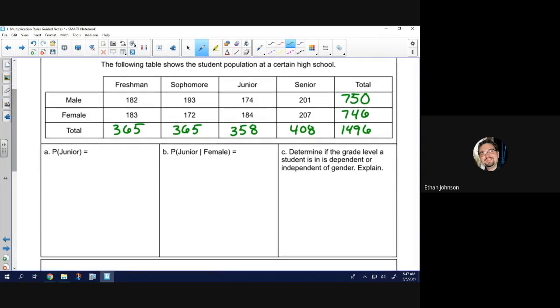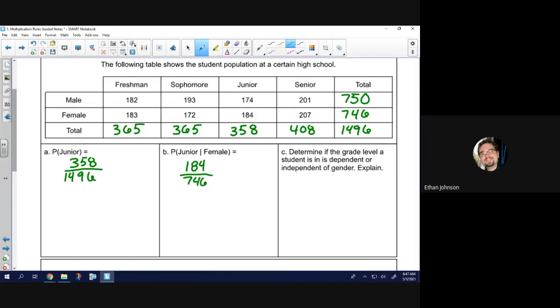So for problem A, probability of junior, well, there are 358 juniors out of 1,496 total people. Probability of junior given female. Well, we're only looking at the female row. There's 184 juniors that are female out of the 746.